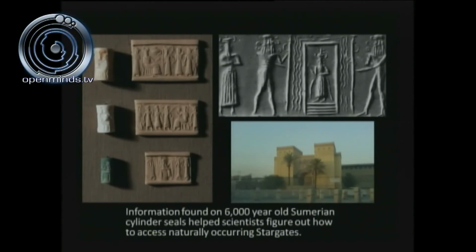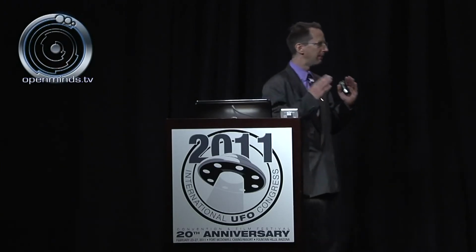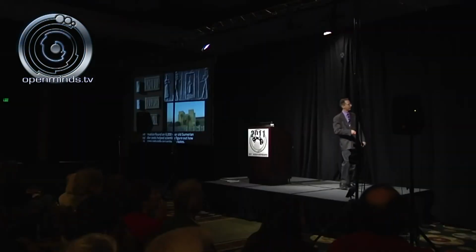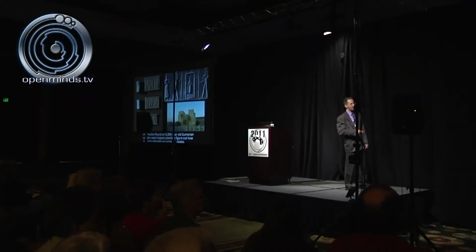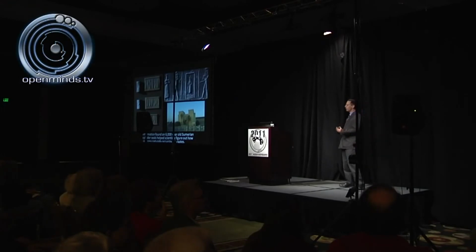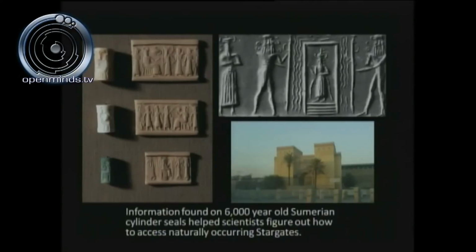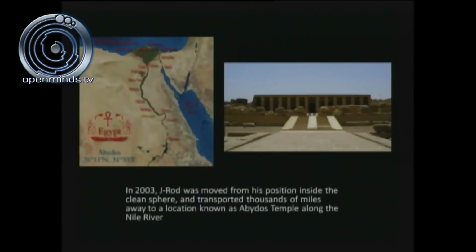Now, according to Dan Burrish, what the government figured out how to do is you take a mirror, go right down the center line of one of these glyphs, and you get a mirror image, which is nothing more than a blueprint on how you access these naturally occurring stargates. That's how they did it.